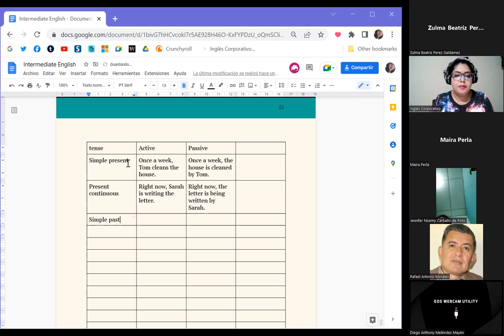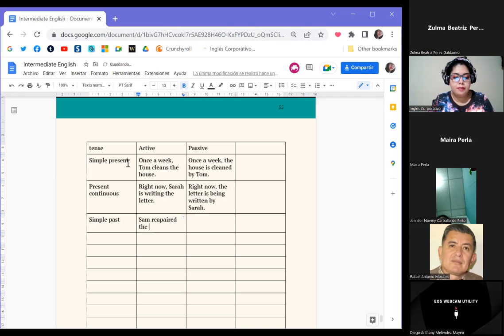Then we have the simple past, that is the structure that we are using right now. Simple past, and we have: someone repaired the car. And then we have: the car was repaired by someone.